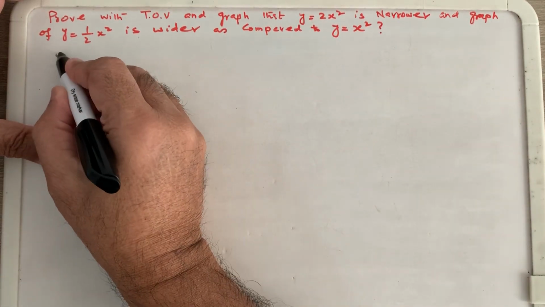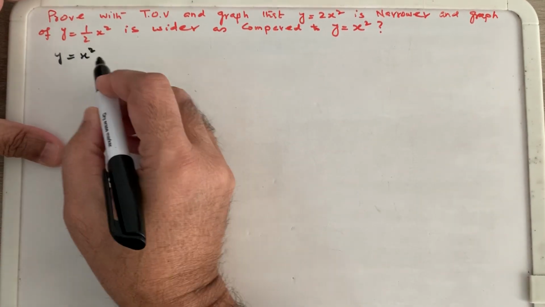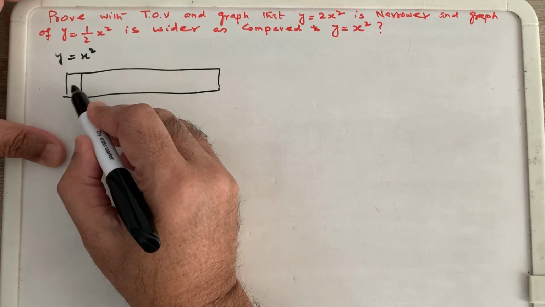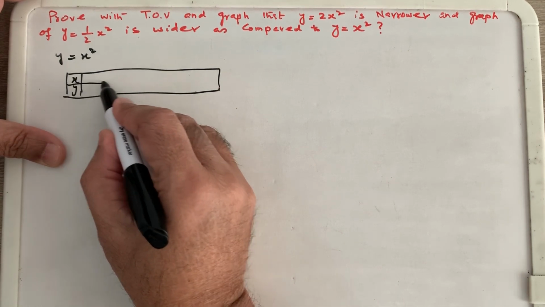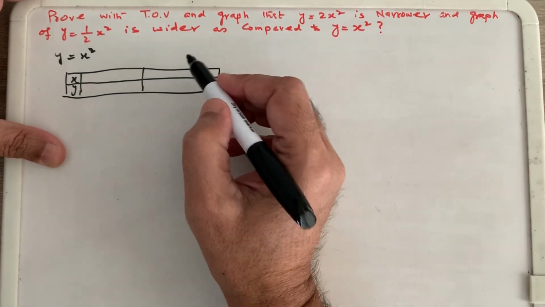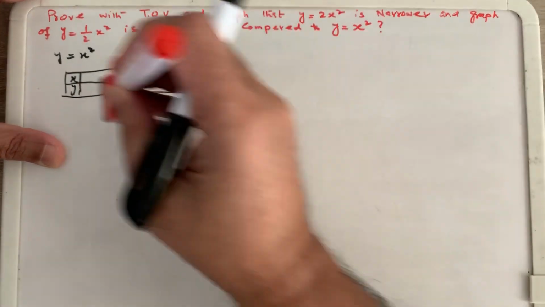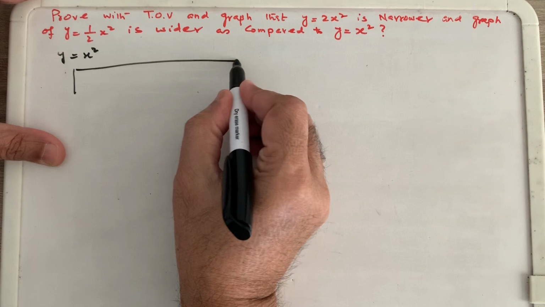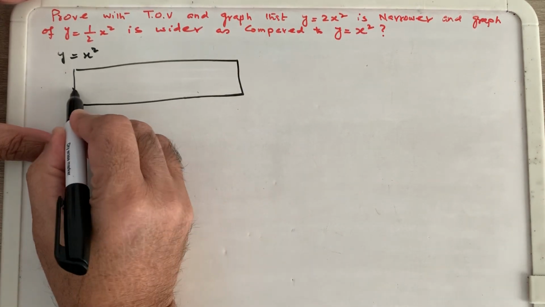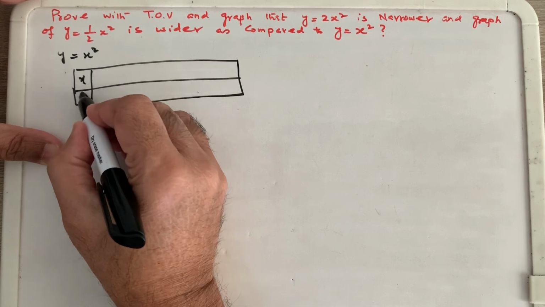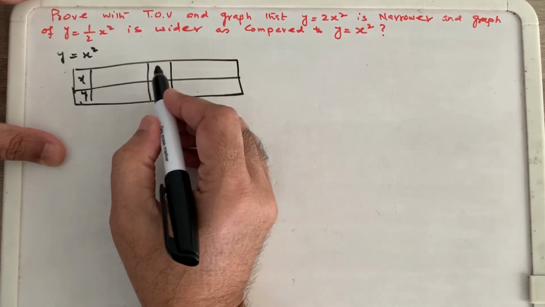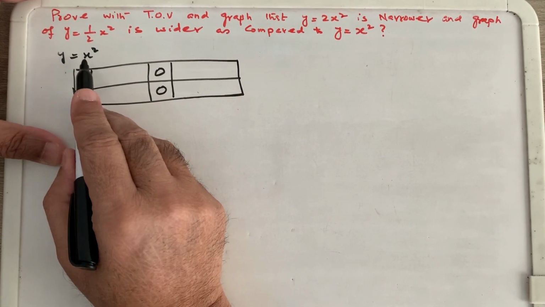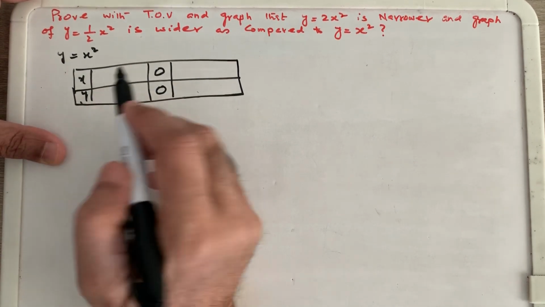Starting with y = x², we make a table of values for x and y. We give certain values to x and calculate y. Let me make a bigger one so that the numbers do not mix with each other. So x and y, right? If I give x a value of 0, I will get 0 for y. We are substituting for x and getting the value for y.